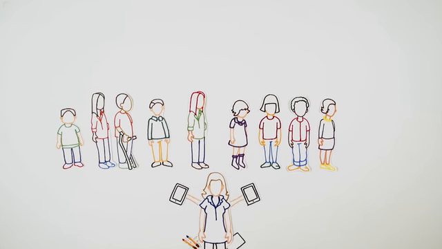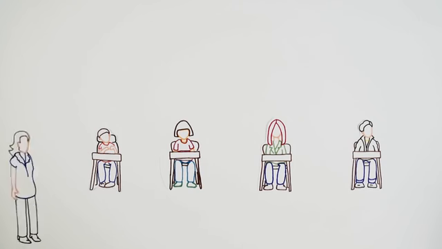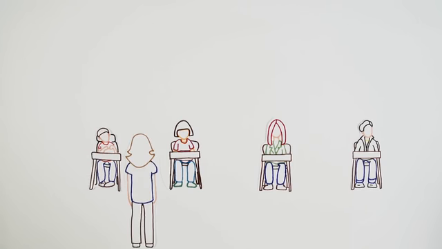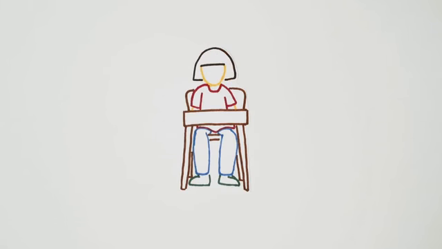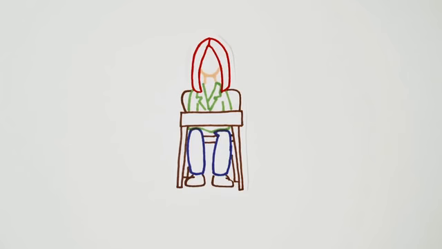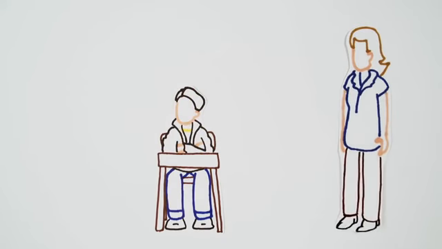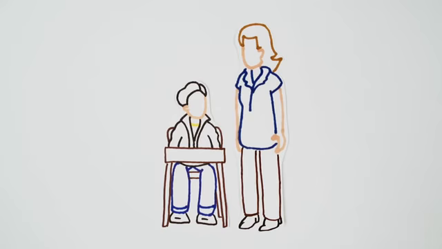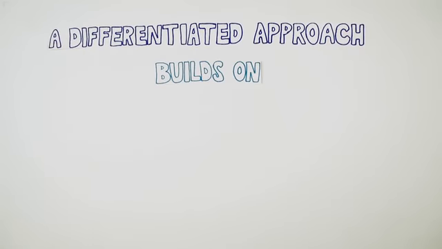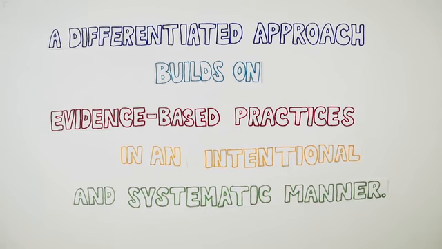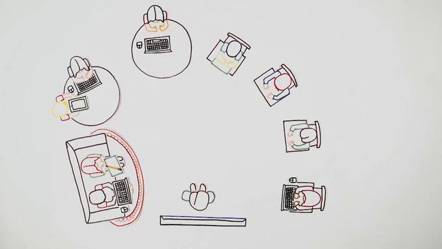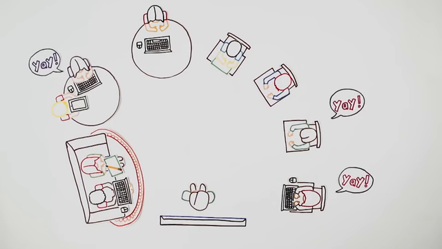Differentiated instruction can enhance a teacher's ability to reach all learners. Research shows that differentiated instruction can particularly benefit students with disabilities, English language learners, students who are gifted, and students considered at risk for not completing school. A differentiated approach builds on evidence-based practices in an intentional and systematic manner, and differentiated instruction allows teachers to provide the best learning experience for all students in their classroom.